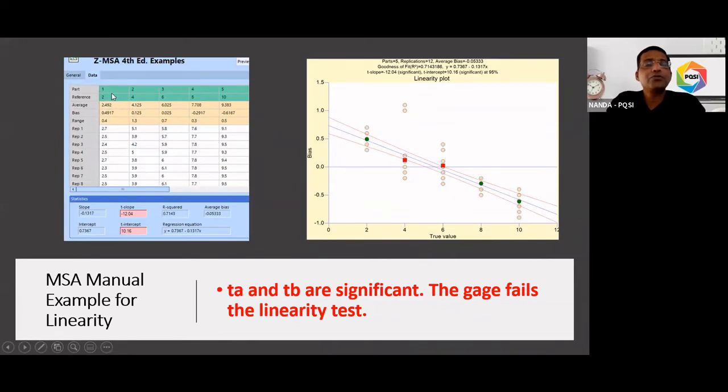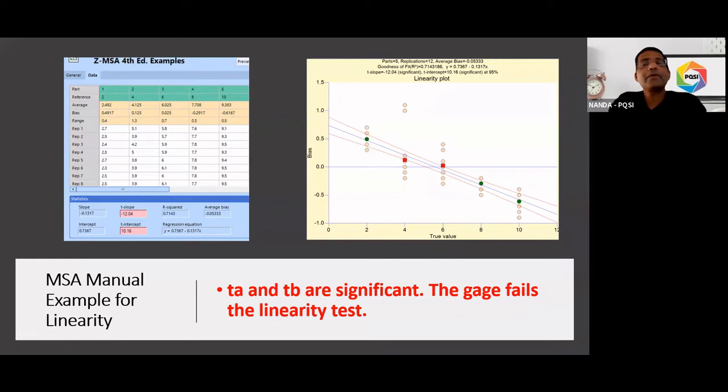You have them at 2 units. So this is the range that is given: 2, 4, 6, 8, 10. It could be 2 mm or 2 kg. It's not mentioned in the manual, so let's not worry about it. It's some measuring system which has a range from, let's say, 2 units to 10 units. At 2 units, there is a positive bias of 0.49. And similarly, if you go down to around 10 units, there's a negative bias of minus 0.6, right? So that's what is actually creating the slope problem.